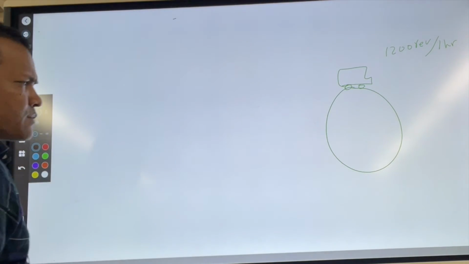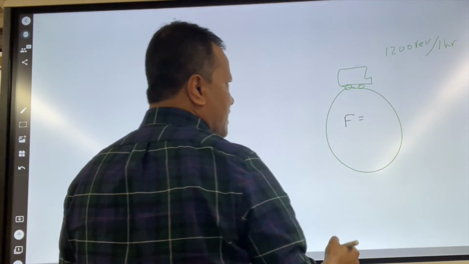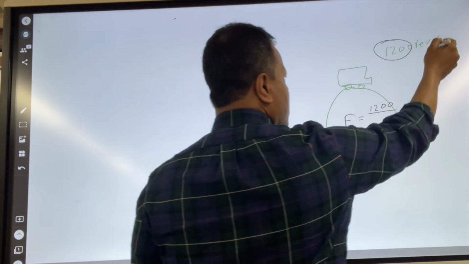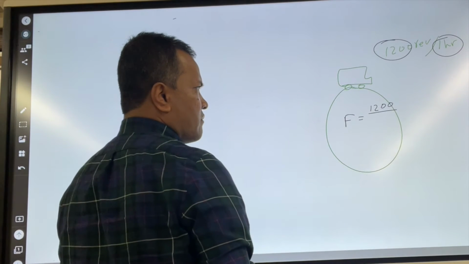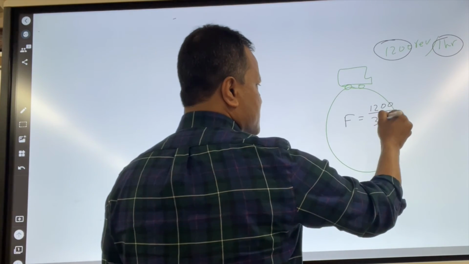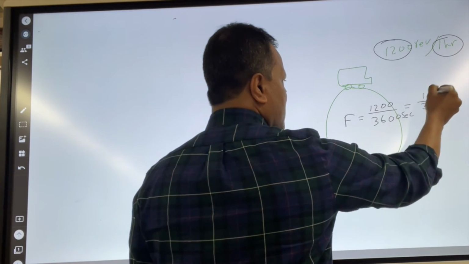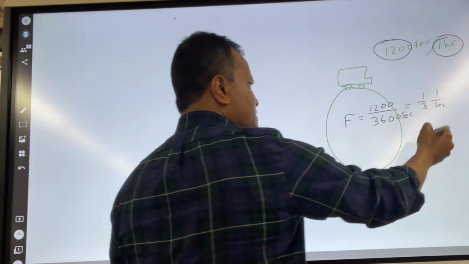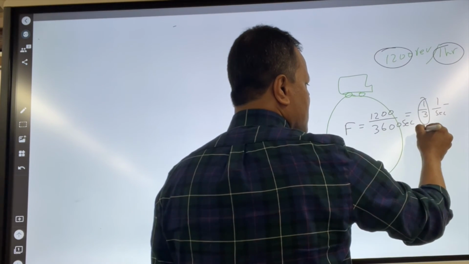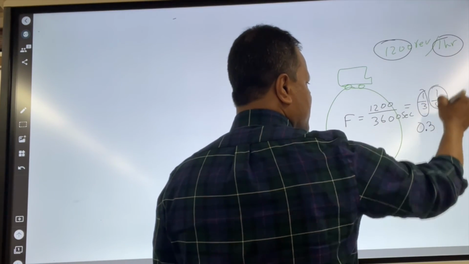So let's talk about the frequency. So the frequency is the number of cycles, 1200, and an hour, which is the number of cycles over the time. So 3600 seconds. All right. So now you have 1/3, so that means 1/3 is 0.3, and the unit is hertz.